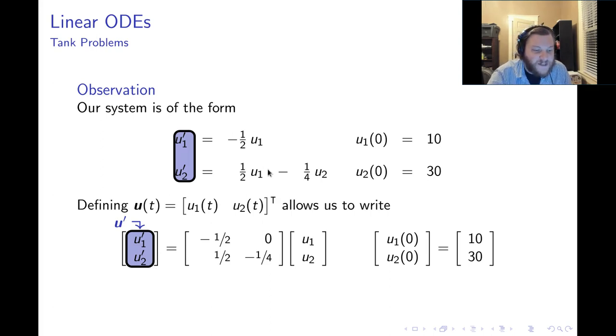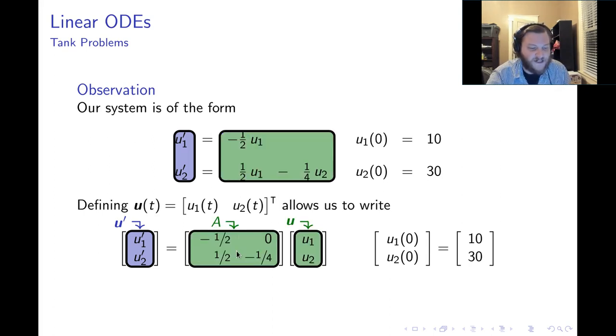What about the second part in my system? Well, what I'm looking at are coefficients in front of u1 and u2. This is something we've seen before. The way to think of this is as the coefficient matrix. The rows here would be -1/2 and 0, and then 1/2 and -1/4, multiplied by the vector organizing u1 and u2. That's the vector bold u here, u1, u2.